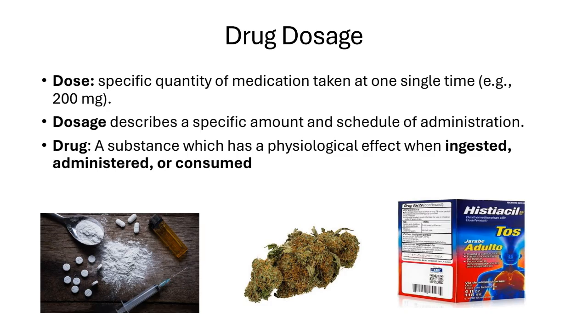And of course, we have to cover what's a drug. Well, that's a substance which has a physiological effect when ingested, administered, or consumed. And you can have many types of drugs. For example, your over-the-counter drugs, Tylenol, ibuprofen, and then you have your recreational drugs, and of course, more over-the-counter, such as cough syrup.